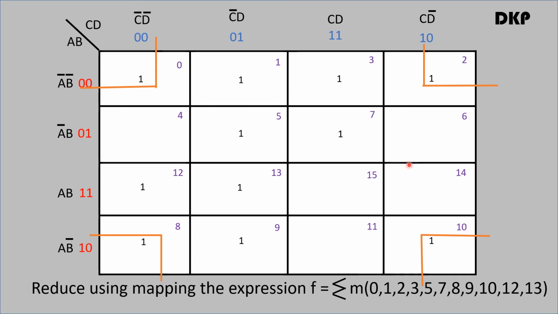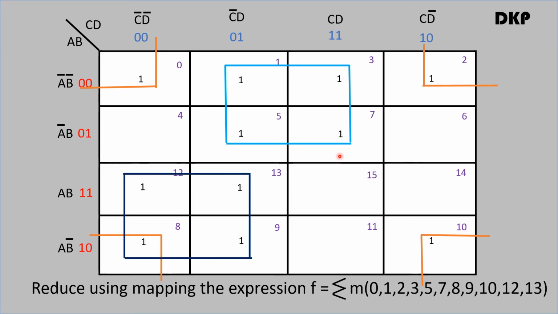And the next step is we have to group the adjacent cells which contain ones. So here these 4 ones form a group of 4 ones, that is 0, 2, 10 and 8. These 4 ones are adjacent to each other, therefore it forms a group of 4 ones. Similarly 12, 13, 8, 9, this forms a group of 4 ones.